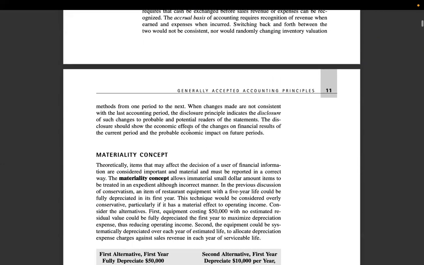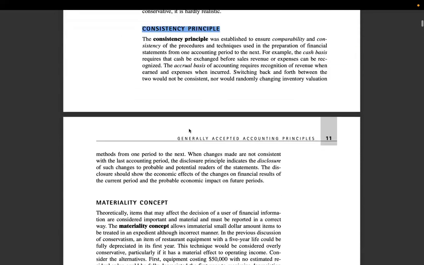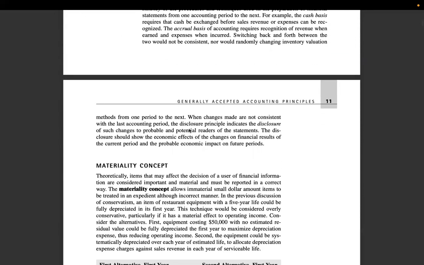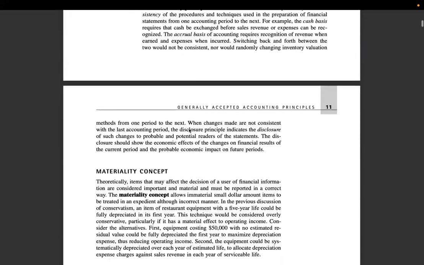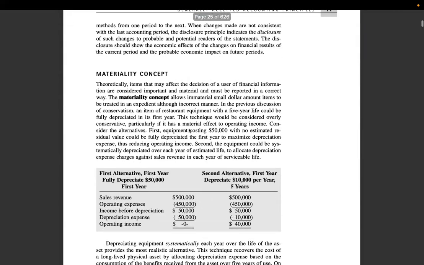You know the problem, right? If you change accounting principles in between, the accounting reports are a mess and not accurate. Making sense to you? Let's move on.